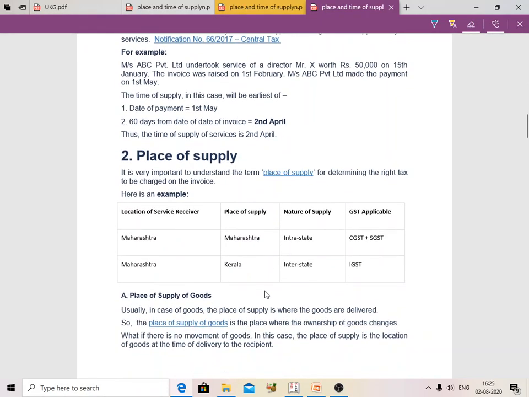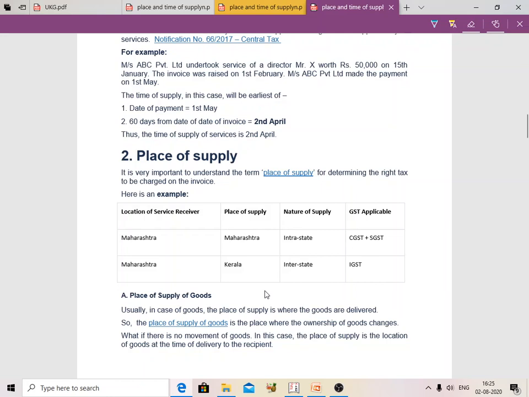After this we will talk about the place of supply. It is very important to understand the term place of supply to determine the right tax to be charged on the invoice. The right tax is what we will collect or pay: either integrated tax, or both taxes, CGST and SGST.